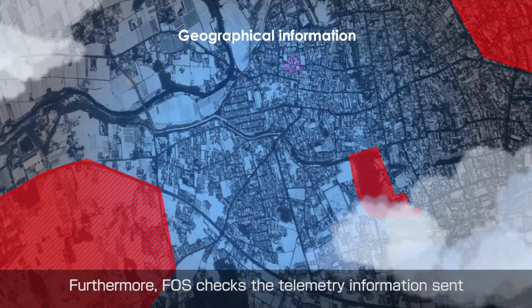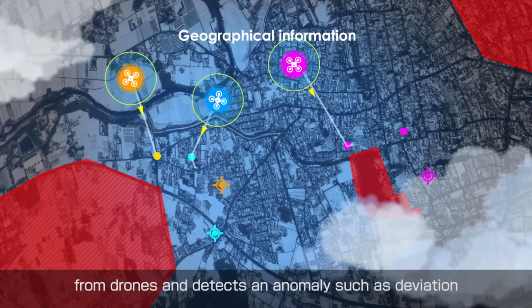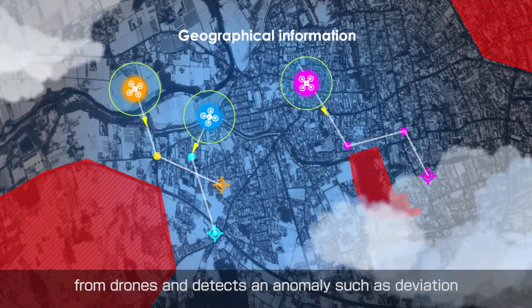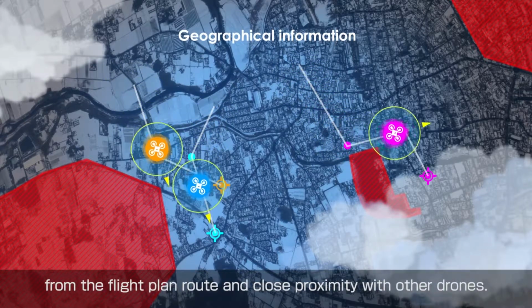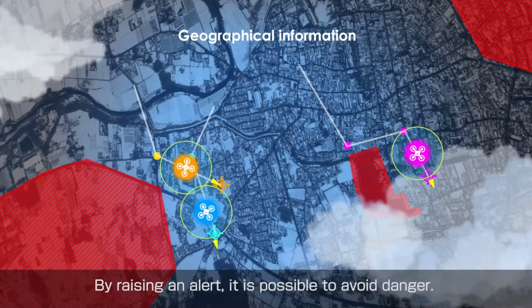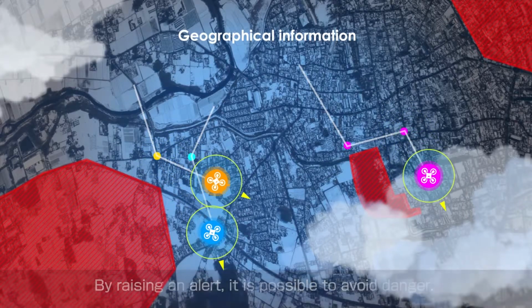Furthermore, FOS checks the telemetry information sent from drones and detects an anomaly, such as deviation from the flight plan route and close proximity with other drones. By raising an alert, it is possible to avoid danger.